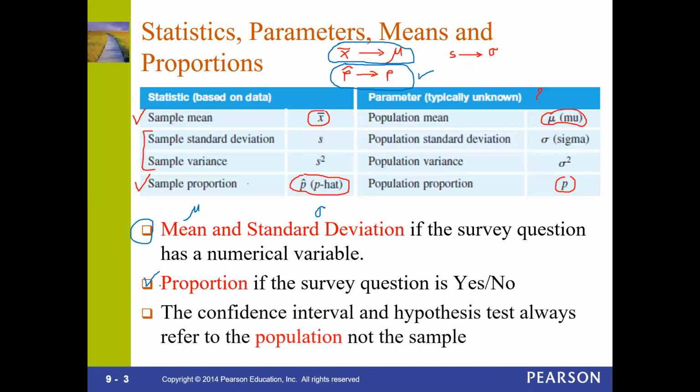The confidence level and hypothesis test always refer to the population, not the sample. Okay, that's just something we need to remember. Whatever study we're going to be doing, if there is a confidence interval, we're going to try to understand the population, okay, but not the sample. That's why whenever we have that interval, whenever doing for proportion, we try to know where P belongs.